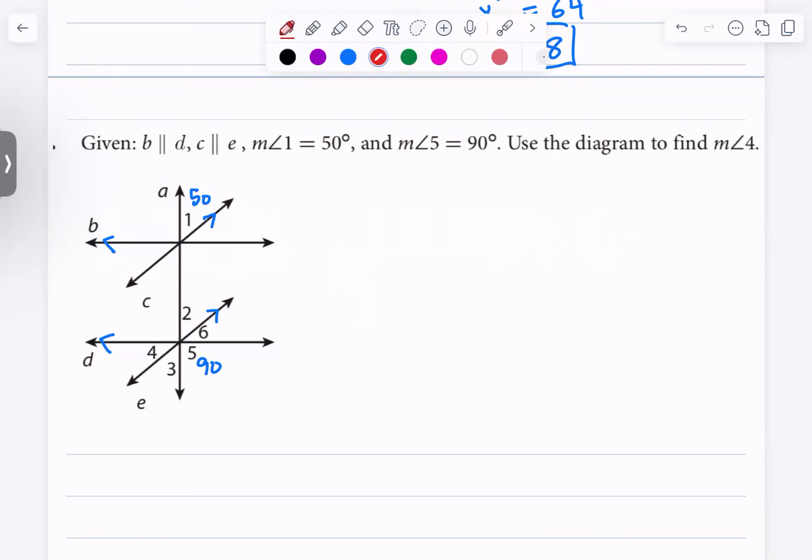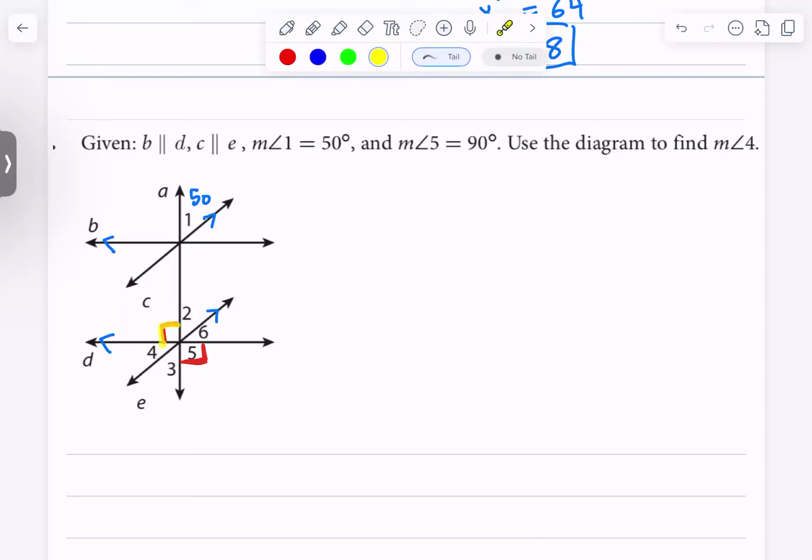We have two sets of parallel lines. Instead of just solving for angle 4, I want to solve for everything. I want to give you all of the angles. Since this is 90, and I want to make 90 a square, this is also 90. Why is that the case? Because they're vertical angles. And since this is 90, this vertical angle here is 90.